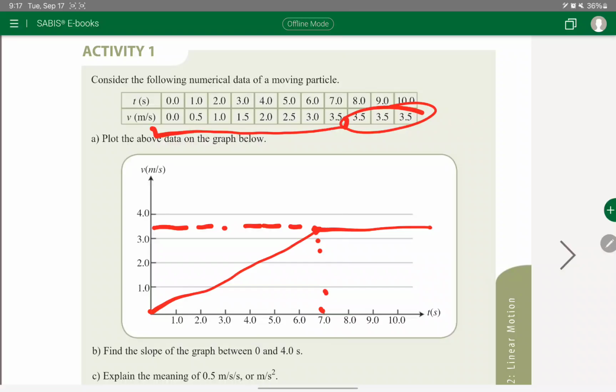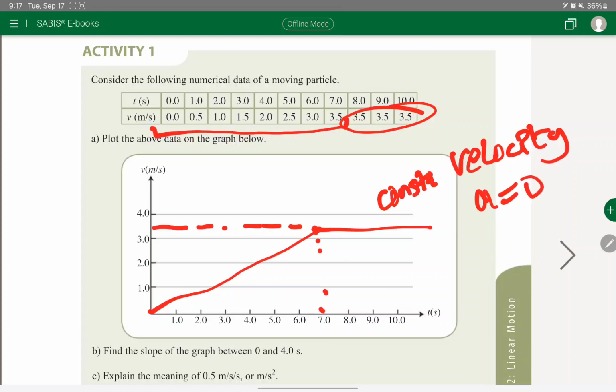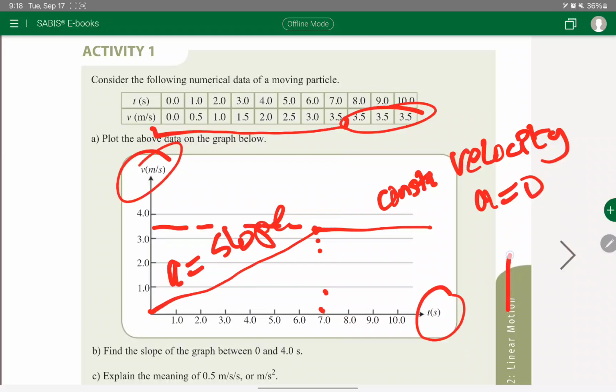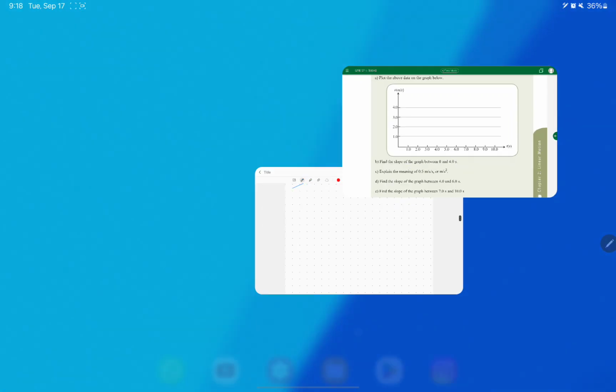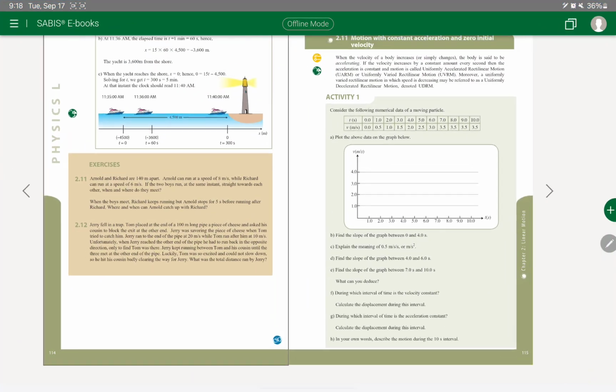It means that here I'm moving, but with a constant velocity. I'm not increasing my velocity. So over here, acceleration is going to be 0. Acceleration is going to be the slope. Why? Because in a VT graph, the slope always represents acceleration. Okay. Now you have the picture overview.